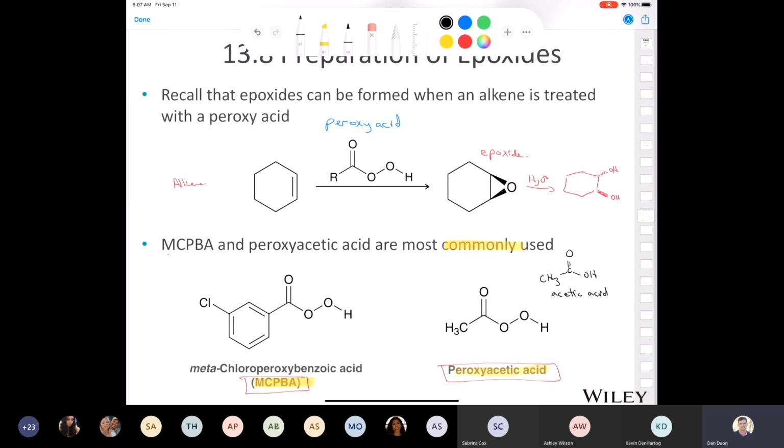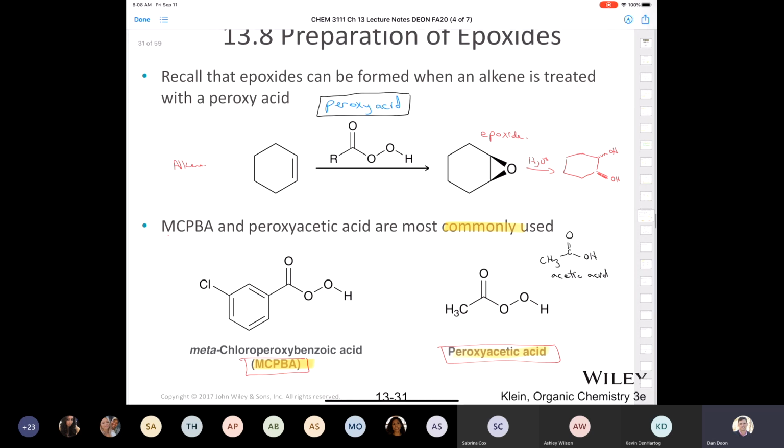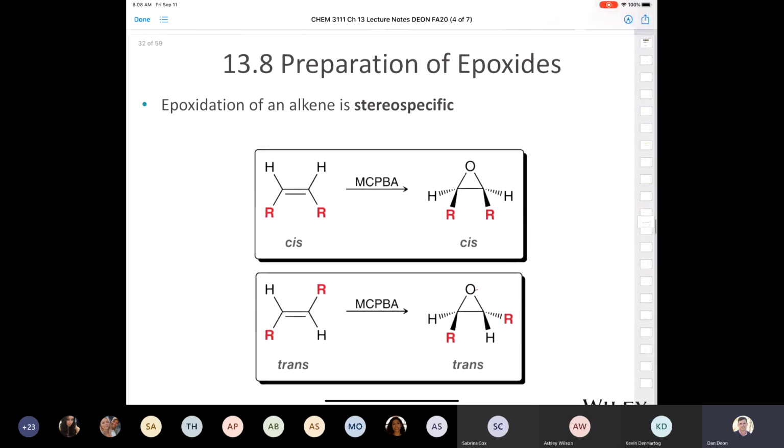It's the major component, or the major acid, found in vinegar. Anyhow, these are very commonly used peroxy acids. For the peroxy acid here, if you were to write MCPBA or peroxyacetic acid, either one of those would work. And what you end up with is you form an epoxide. So now you've already learned a way to make an epoxide, earlier on in organic chemistry.